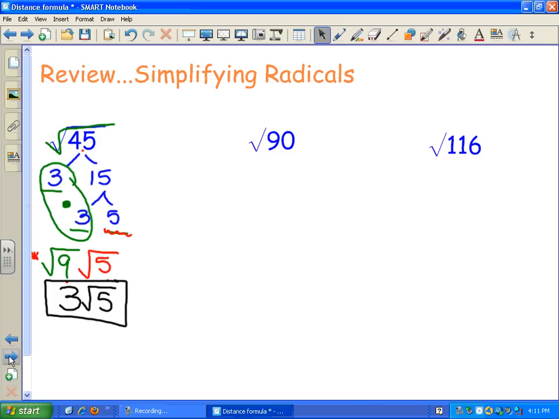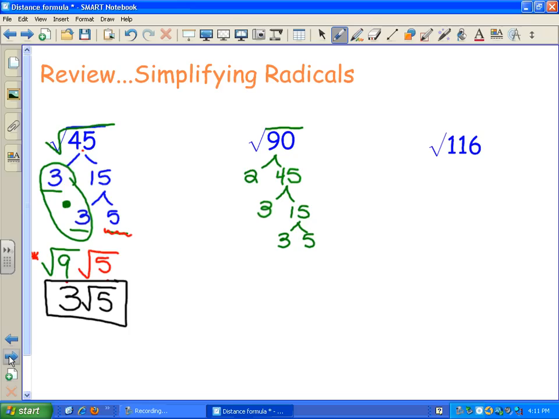If I wanted to do the square root of 90, what goes into 90? 2 would be the first one. So I can go 2 and 45. I can break down 45 into 3 and 15, and 15 into 3 and 5. Now I have all prime numbers at the end, so I'm going to stop.